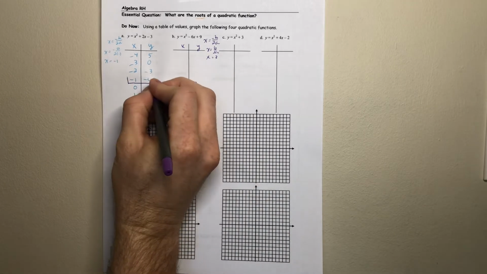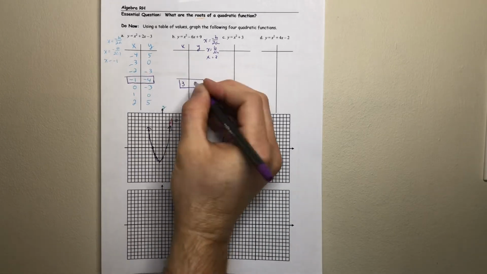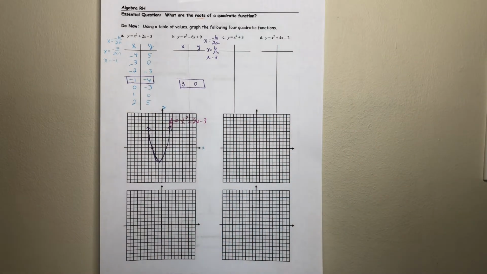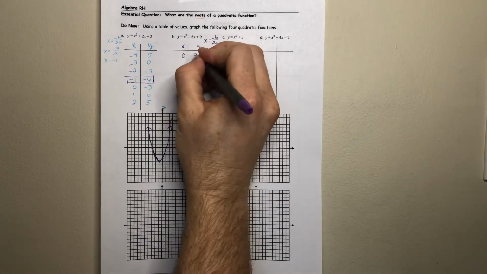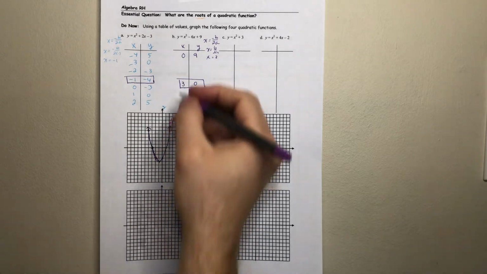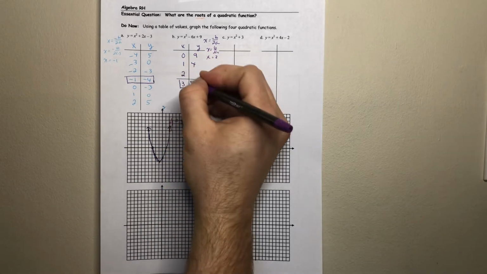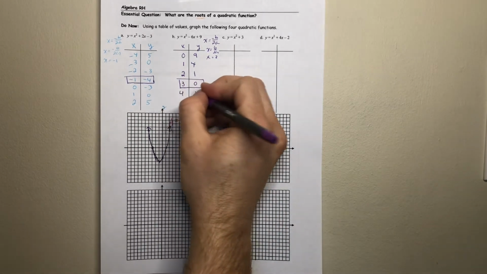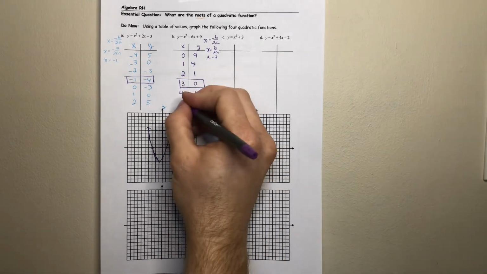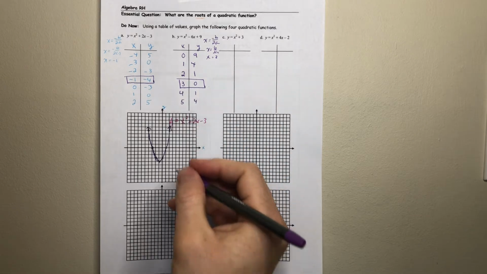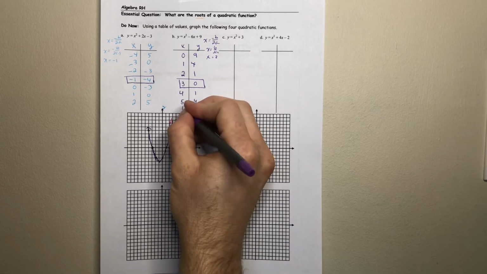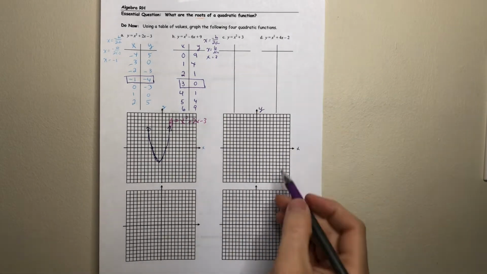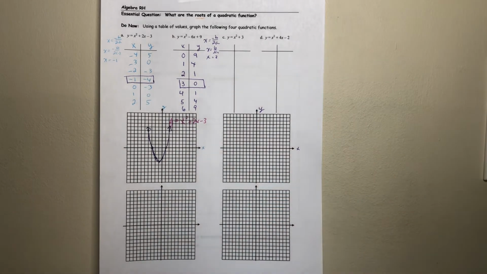Again, these are our key points. That is where this parabola will turn. All right? So 3, 0, and then I'm going to just fill this in from the calculator. 0, 9, 1, 4, 2, 1, 4, 1, 5, 4, and 6, 9. All right, so we're all set here. So let us just graph these points quickly on this one, and we'll get this shape here.